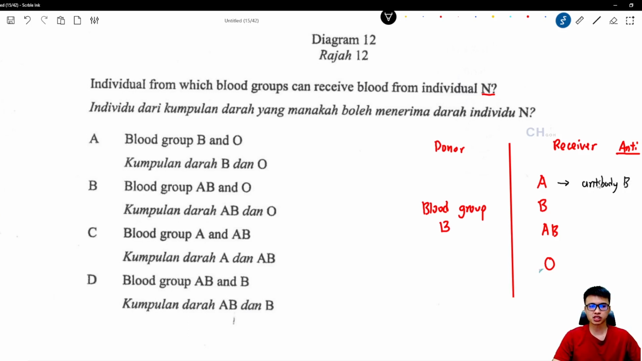Okay, why not A? Because if you produce antibody A, let's say you are producing antibody A, this antibody A is going to attack yourself, correct or not? So it's going to attack the antigen A. So if you are having blood group A, you are not going to produce antibody A. You will produce antibody B. That's why here the blood group B cannot donate to the A, because the antibody B will attack the blood group B. So A is out. How about B? Okay, blood group B is going to produce the antibody A.